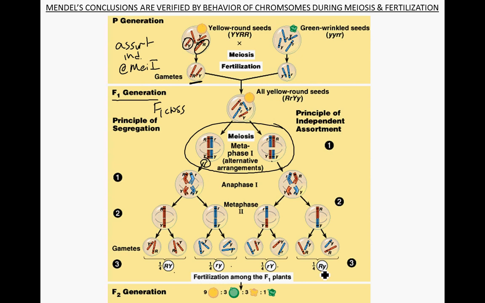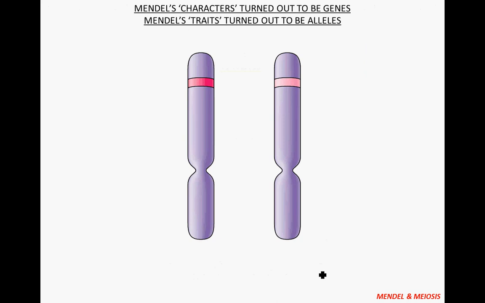So Mendel, way ahead of his time, knew nothing about chromosomes, yet here's the chromosomal evidence to support and back up Mendel's mathematical conclusions, his logical deductions, etc. So this is just kind of an interesting thing to me.